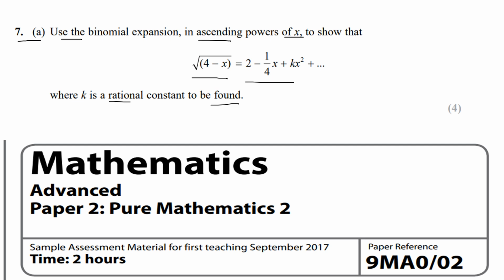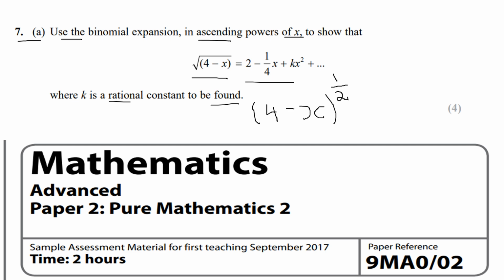Okay, step 1, write it in index form. So root x means power of a half. We're going to have 4 minus x to the power of a half. Remember, power of a half in maths means the square root, from GCSE level maths. The square root of something can be written as power of a half.